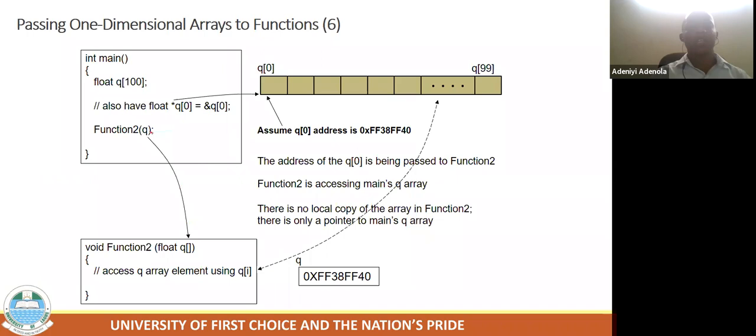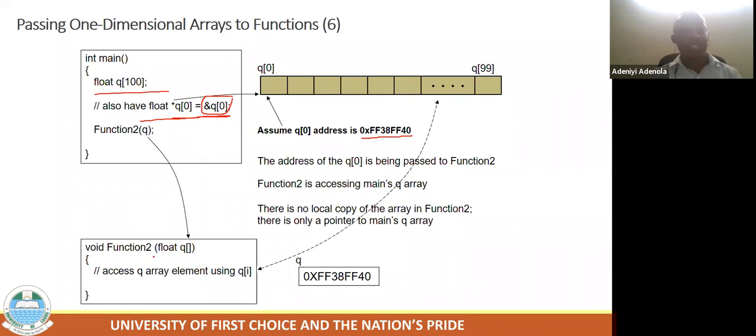Okay, so look at this. We said when you create an array, invariably you are having a pointer created for you automatically. You won't see it, but at the back of the scene, you have that done for you. So when you're passing a variable name, you're actually passing this address. So if we assume that the address is this, the address of Q0 is passed to what? This function. Function 2 is accessing what? This array.